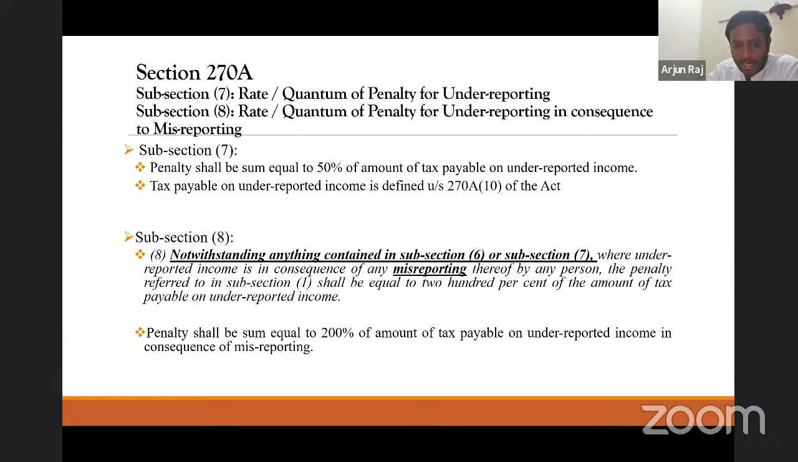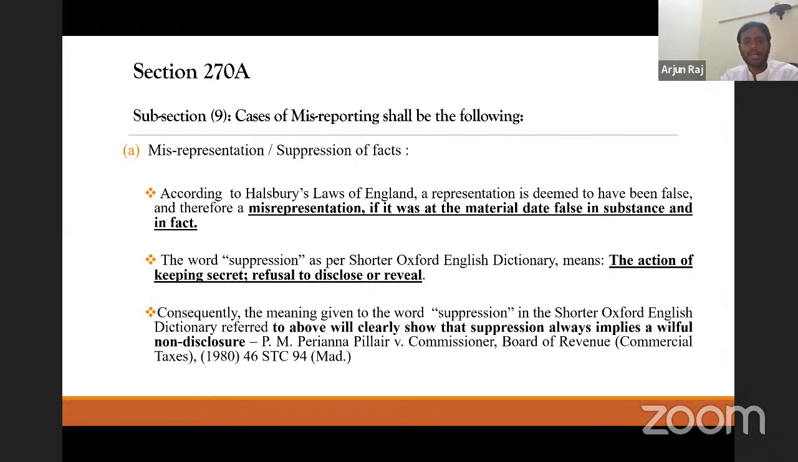That is not an issue. That is one aspect of it. The larger aspect of it is the exceptions, which I have discussed now. The 5 different exceptions will not be applicable, or the assessee cannot take shelter in those exceptions, in case the AO gives a finding that the assessee falls within the definition of underreporting in consequence of misreporting, which is captured in subsection 9. So once I fall under subsection 9, I cannot take any shelter under underreporting.